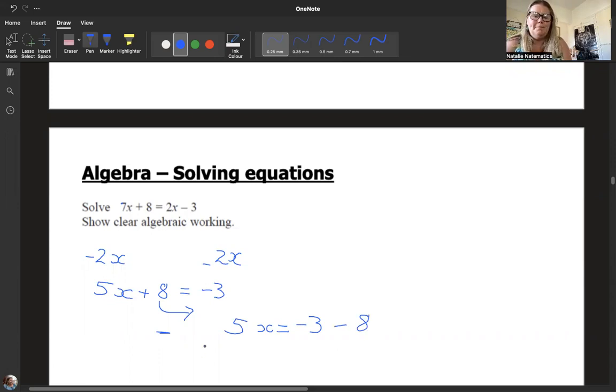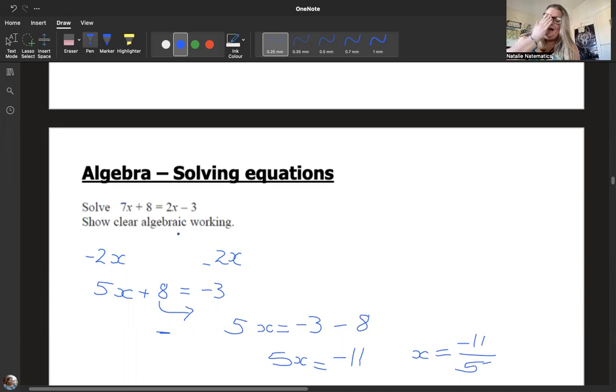Calculator, so we've got 5x is equal to minus 11. I think it is minus 11. And therefore x is equal to minus 11 over 5. So we're dividing both sides by 5. So we've got what we've got there now, which is minus 11, and then we're going to divide by 5. There we go. Show clear algebraic working.